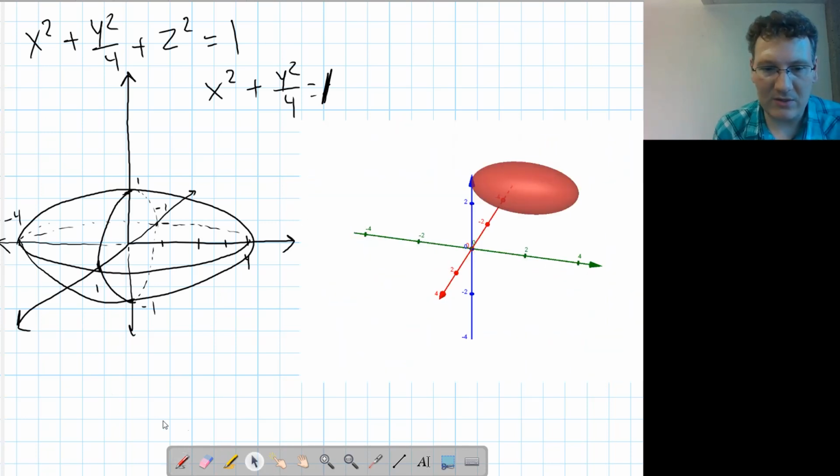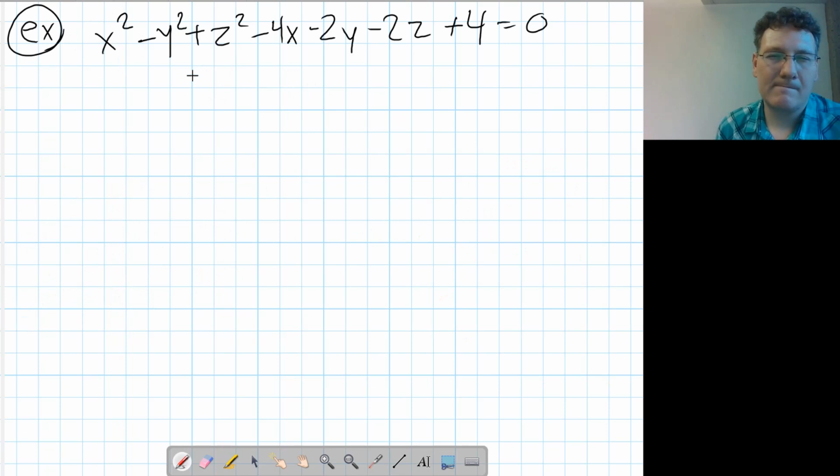I already told you I was shifting this thing over. What was I doing? I was doing 2 units in the y direction and 3 in the z direction, something like that. But like I said, you can use translation to put this into one of the standard forms, but you can see it's still this oblong ellipsoid. So that's good. Here's another example. Let's try to figure this one out.